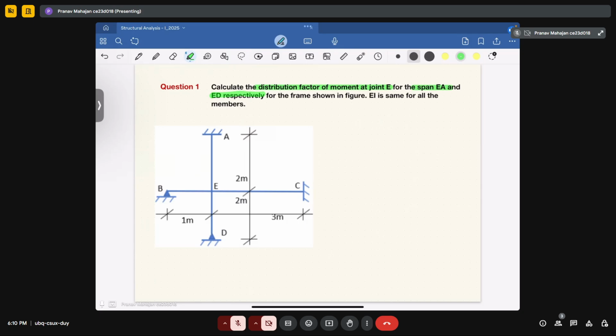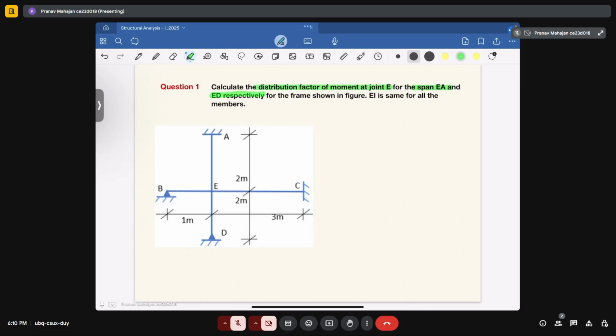So how do you find the distribution factor? First, you will calculate the far end stiffness for each and every joint. Then you will see, for a particular span, what proportion of the total stiffness will occur on that span. That will give you the distribution factor for that corresponding span.